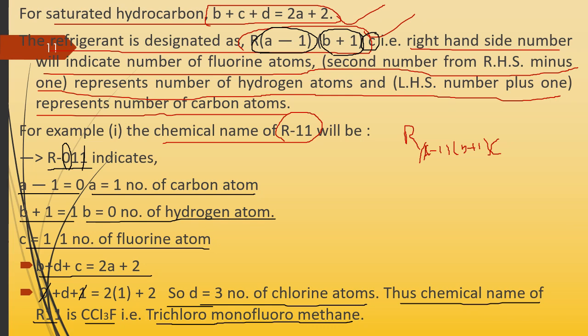So when we go through this exercise step by step, we can find out that R11 is CCl3F, that is trichloromonofluoromethane. In the same way, you can find out the chemical name of R12 and so on. This is the procedure for finding the chemical name of any refrigerant, either R11, R12 or any other. I hope, friend, it is very much clear to you.